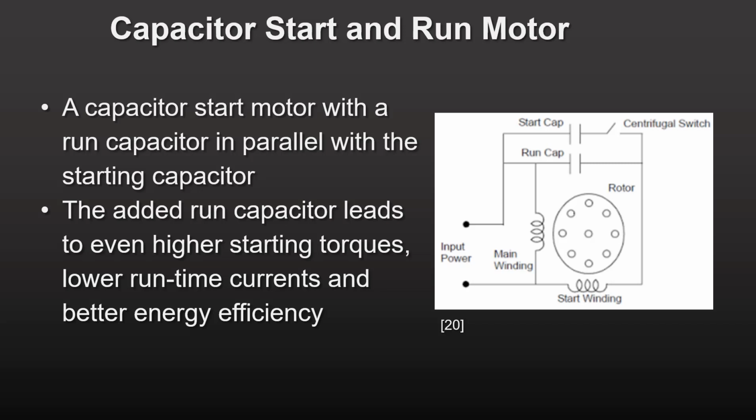Because the start and run capacitors are in parallel when the centrifugal switch is closed, the capacitances add, leading to the highest starting torques found in single-phase AC motors. Once the switch opens, the run capacitor leads to lower operating current and better energy efficiency than found in a capacitor start motor. It will operate closer to the synchronous speed than the other single-phase AC motors.